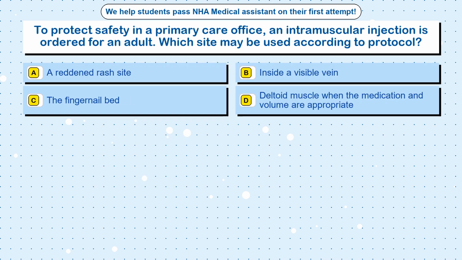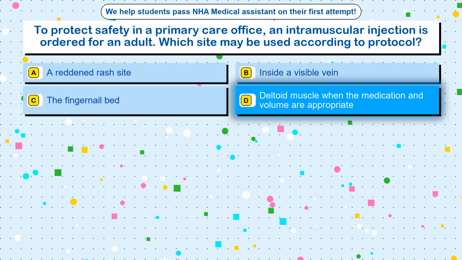Question 50. To protect safety in a primary care office, an intramuscular injection is ordered for an adult. Which site may be used according to protocol? Option A, a reddened rash site. Option B, inside a visible vein. Option C, the fingernail bed. Option D, deltoid muscle when the medication and volume are appropriate. The correct answer is option D, deltoid muscle when the medication and volume are appropriate.